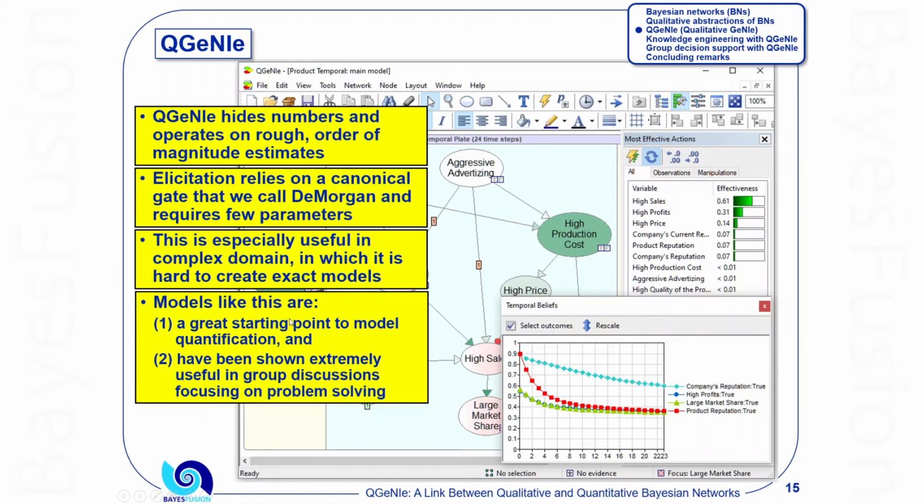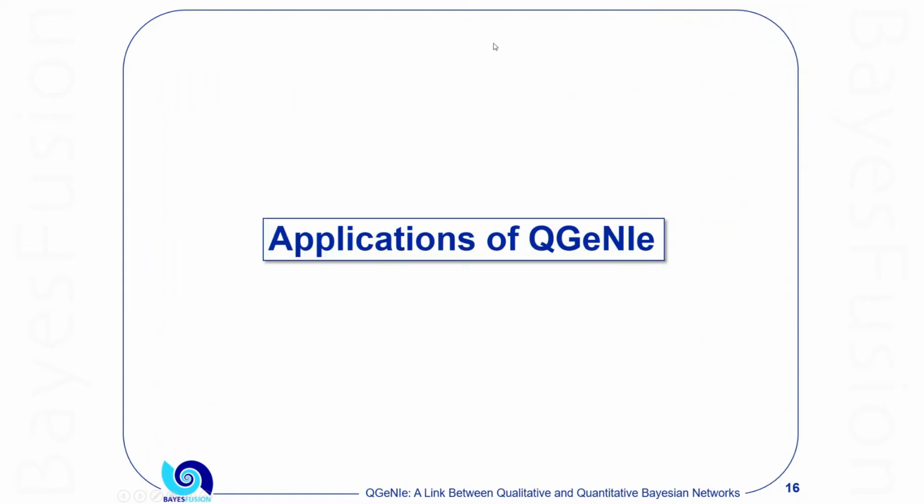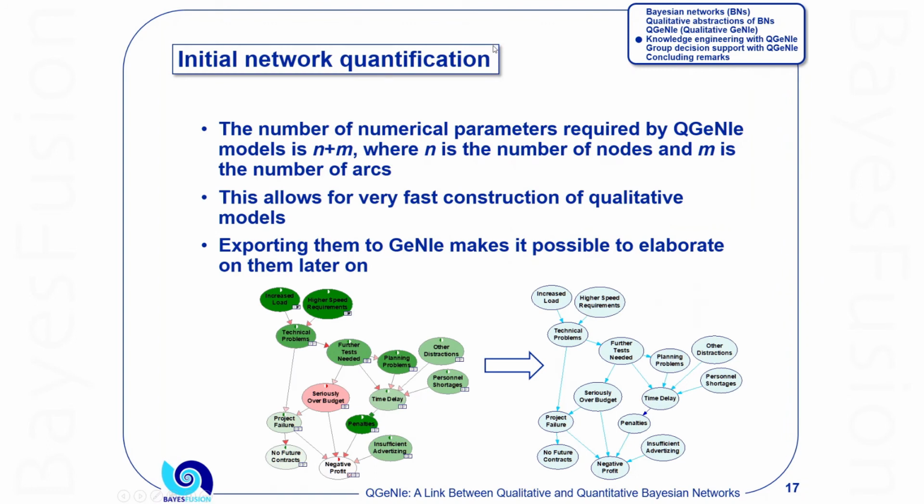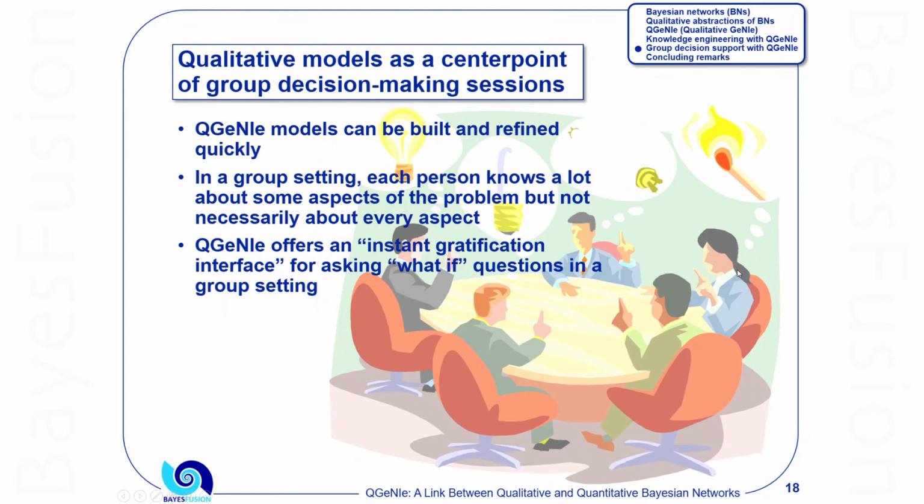Models like this are a great starting point to model quantification, and they've been shown extremely useful in group discussions, group decision making. These are the two applications. In the network quantification, the number of parameters you need is very small. Once you have this qualitative model and you are reasonably happy with it, you can do initial testing and refinement of the model here. You can export it to GeNIe and then refine it further to a full quantitative model. And it's really a fairly fast process to do that.